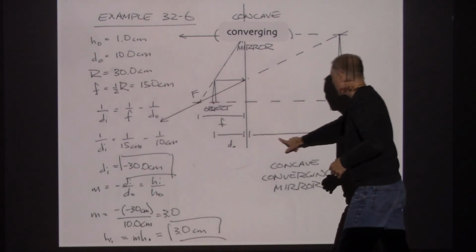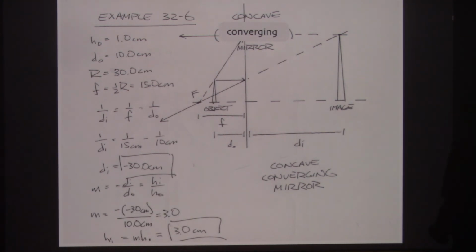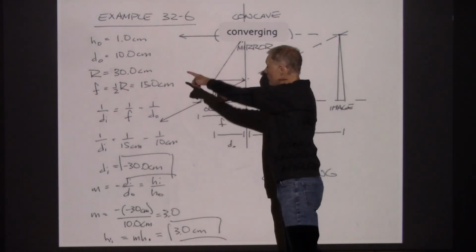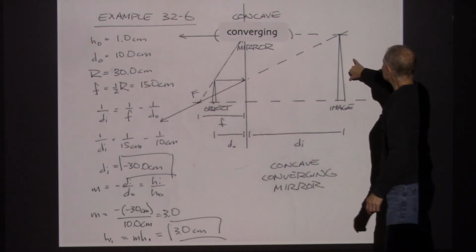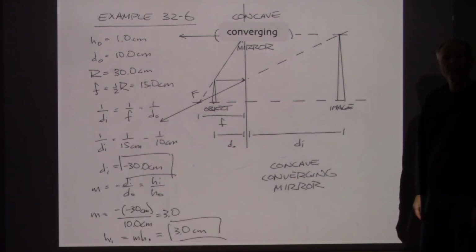Here is DI, and DI will be a negative number. DO is going to be positive, and what I can see is HO is a positive number, and HI, which I haven't labeled, but HI is here, HI is also going to be a positive number. There's not an inversion taking place here.